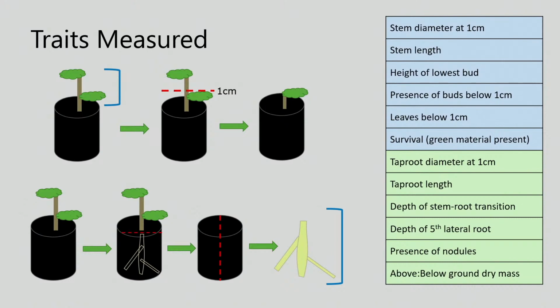We measured a variety of traits prior to clipping, all above ground, of course: stem diameter, stem length, height of the lowest bud. And we selected a subset of individuals which we harvested and measured below ground traits such as root diameter and depth of the stem root transition.